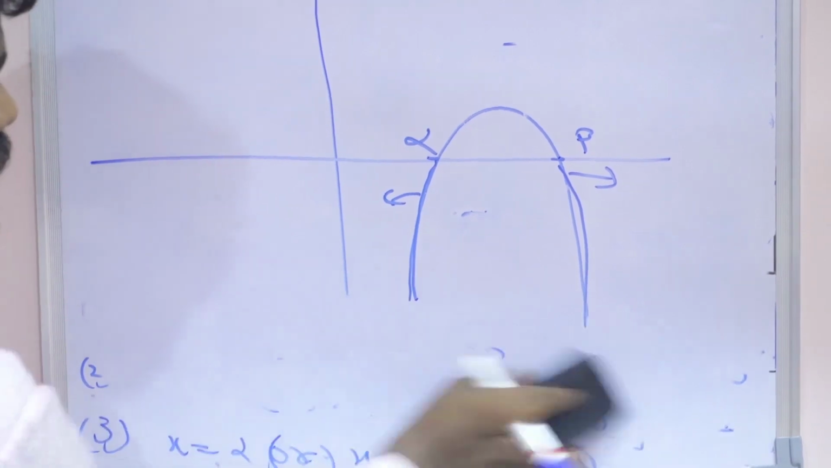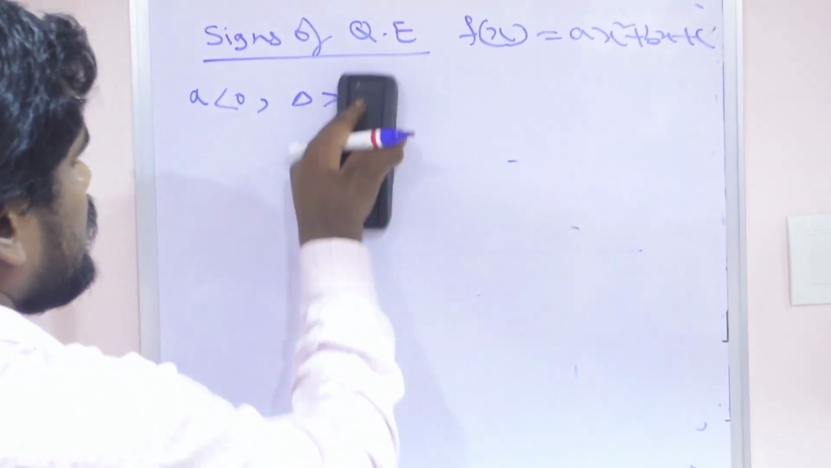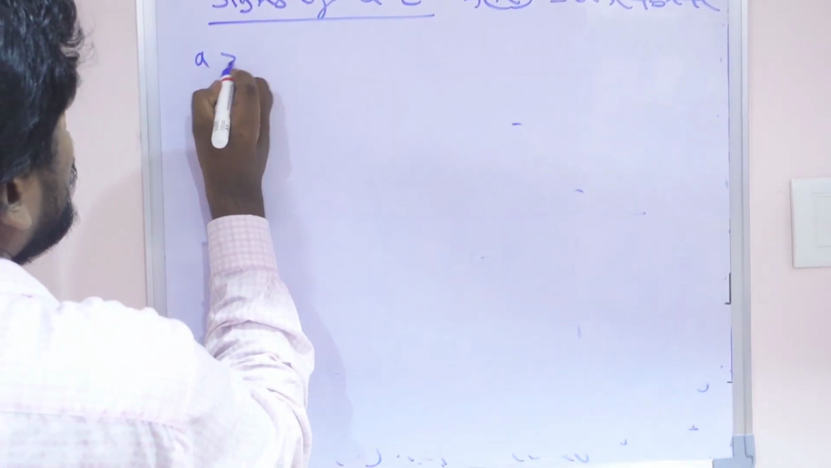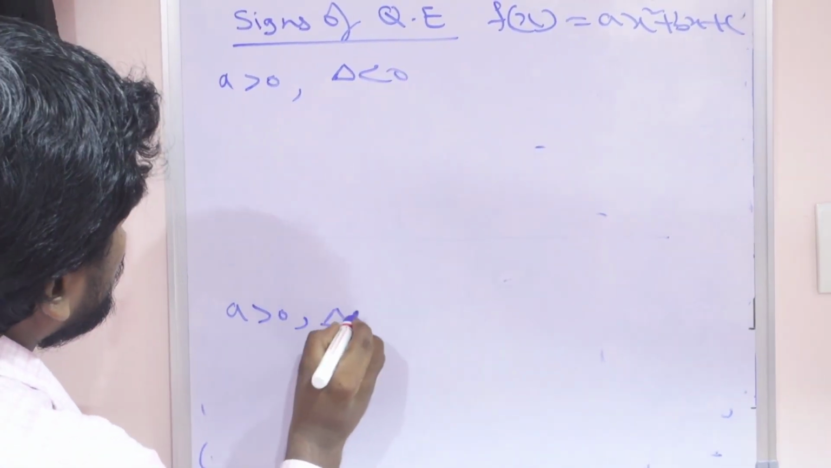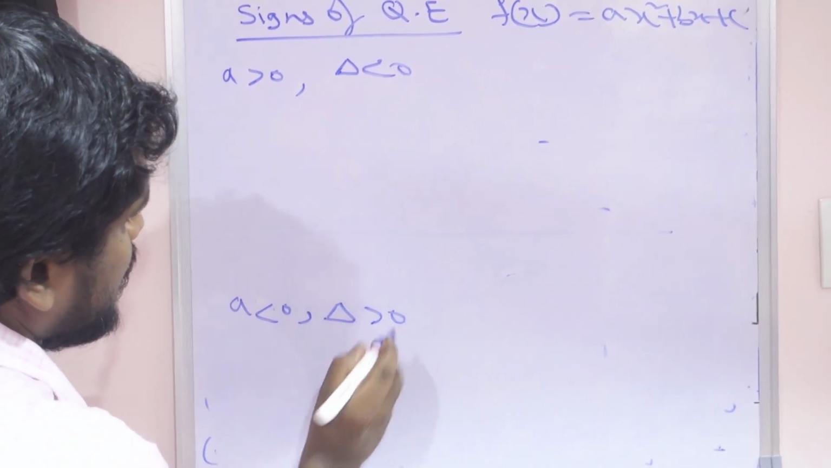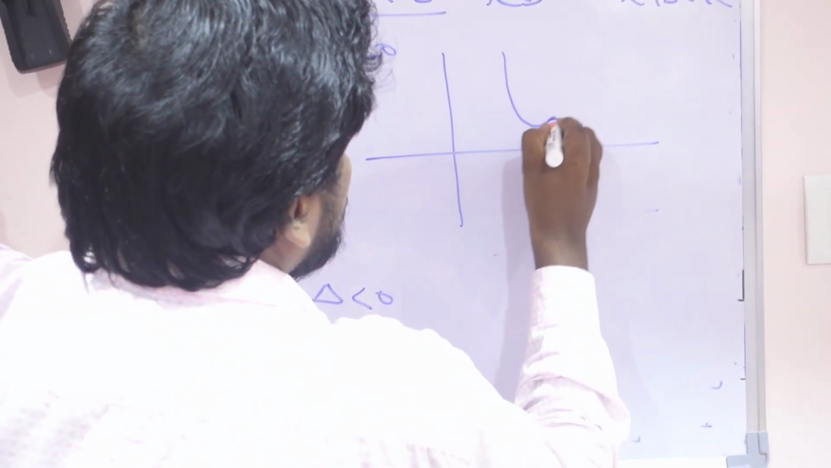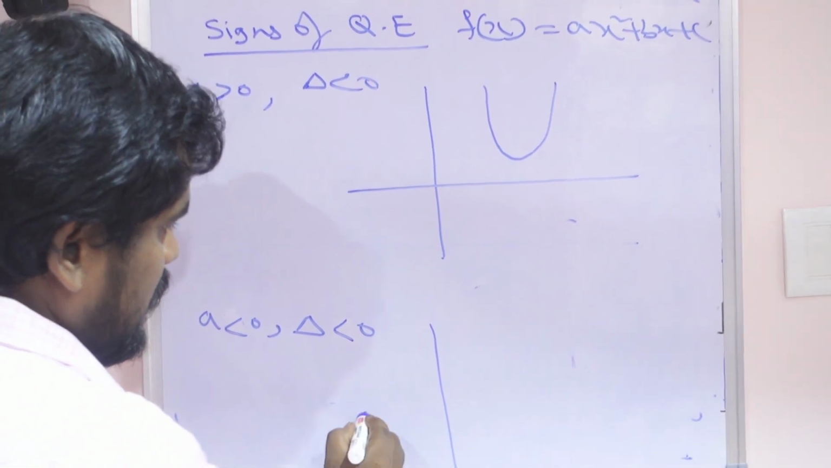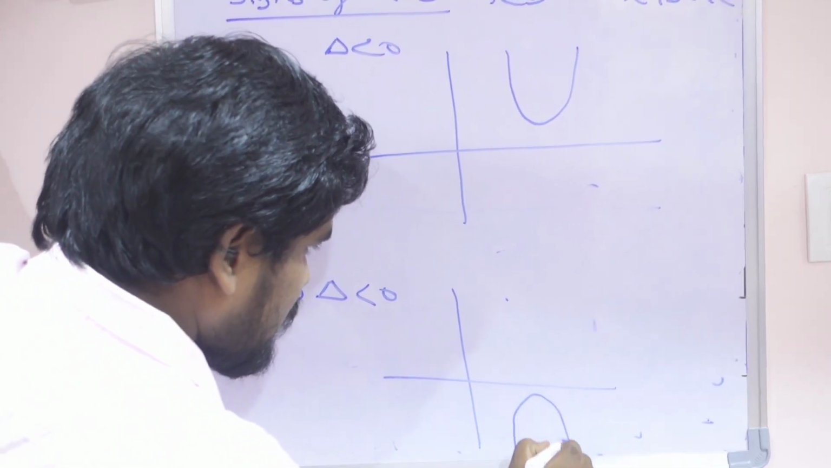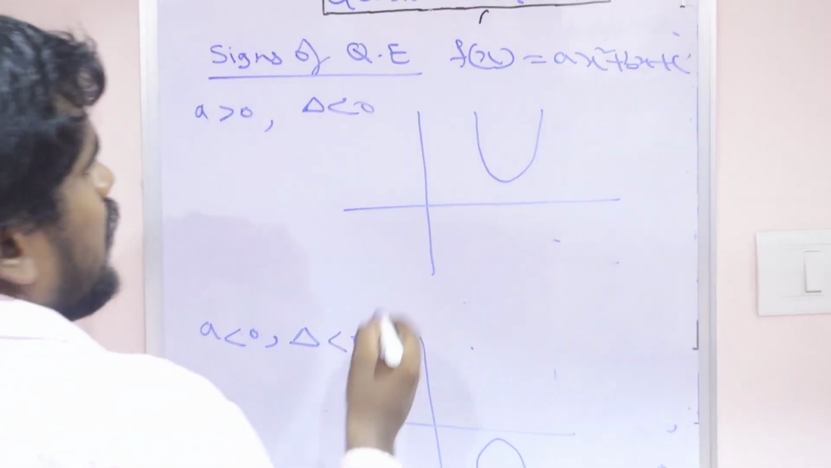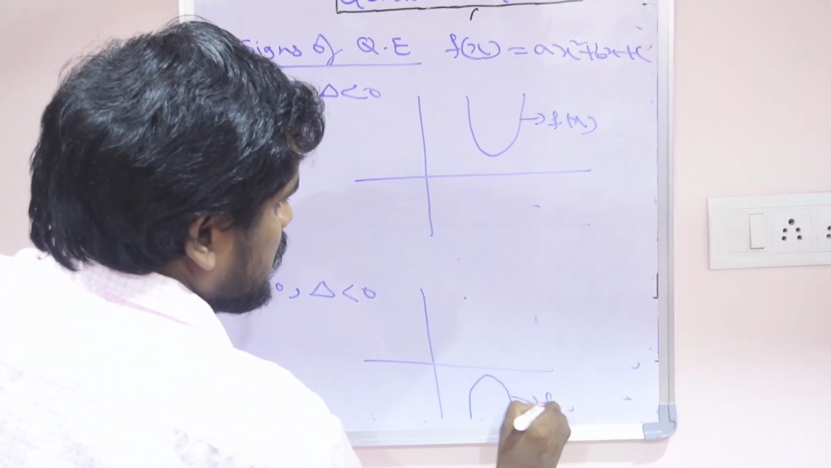And next, a less than 0, delta less than 0. So delta less than 0 means what? Like this, it does not touch the x-axis. And for a less than 0 with delta less than 0, this also does not touch the x-axis, but it opens downward like this diagram. So these are the diagrams. Here f of x is always positive. Here f of x is always negative.